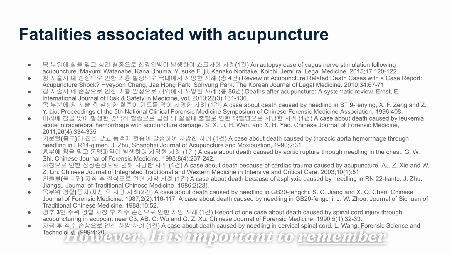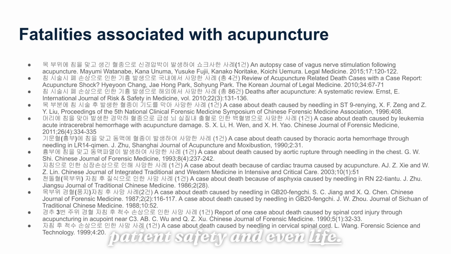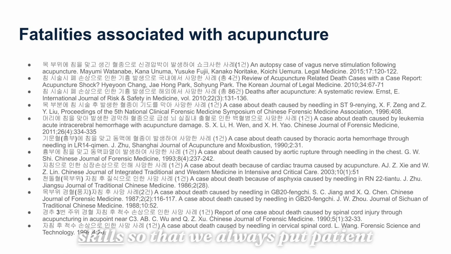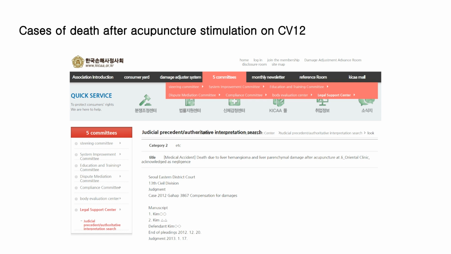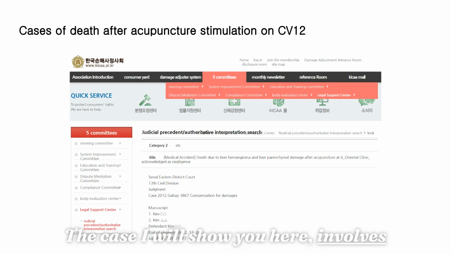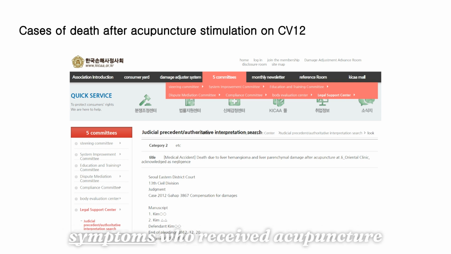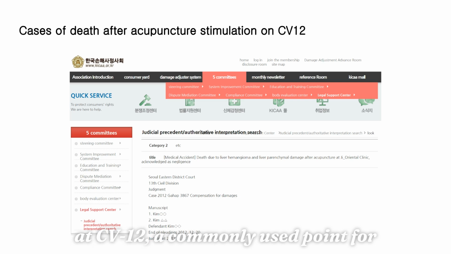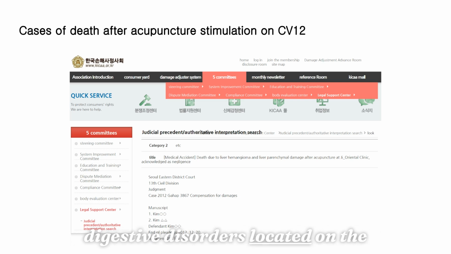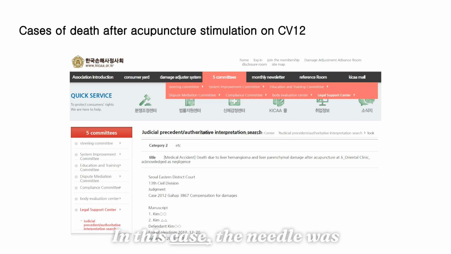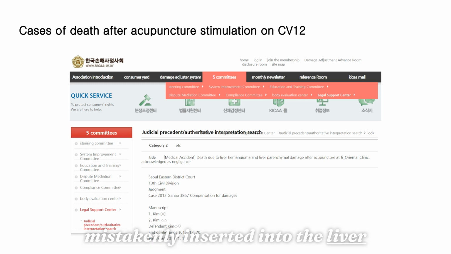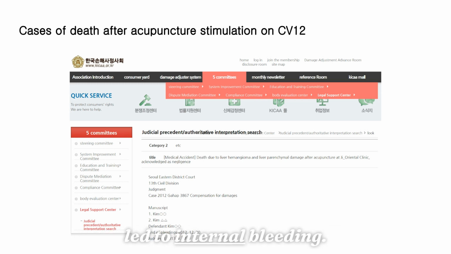However, it is important to remember that acupuncture is still an invasive procedure that can seriously affect patient safety and even life. As healthcare professionals, we must continuously improve our professional knowledge and technical skills so that we always put patient safety first. Now, you may wonder why such serious adverse events can occur during acupuncture treatment. The case I will show you here involves a patient with gastrointestinal symptoms who received acupuncture at CV12, a commonly used point for digestive disorders located on the upper abdomen. In this case, the needle was mistakenly inserted into the liver within the abdominal cavity, which led to internal bleeding.